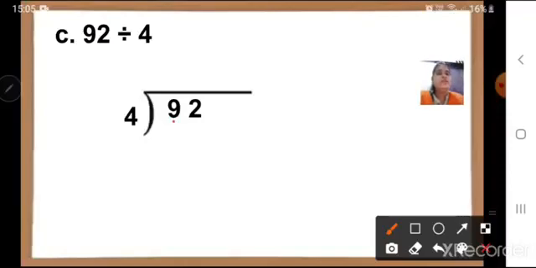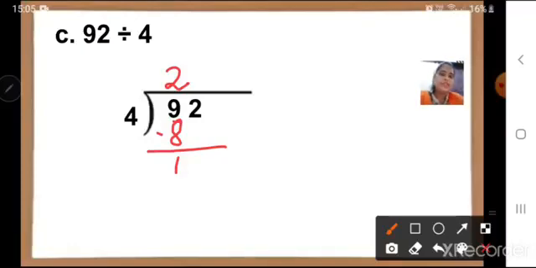4 ones are 4, 4 twos are 8, 4 threes are 12. Now 4 threes are 12 is bigger than number 9. So we have to take 4 twos are 8. Correct? So we'll write here 4 is the divisor, 4 twos are 8. We'll write 8 below number 9. Then we'll put the minus sign and then we will subtract. Okay. 9 minus 8 is 1. So write here number 1. The answer, 9 minus 8, is 1.